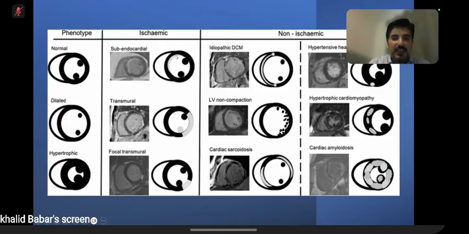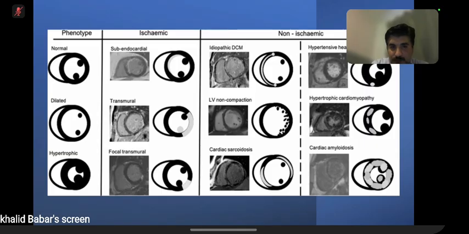And it can involve the complete territory. Sometimes it involves focal involvement or focal transmural enhancement. So just remember these two things: either the enhancement can be subendocardial or it can be transmural. If there is subendocardial or transmural enhancement, it means it is involving a vascular territory. It means it is related to ischemia. So if there is a delayed subendocardial or transmural involvement, it denotes ischemia.